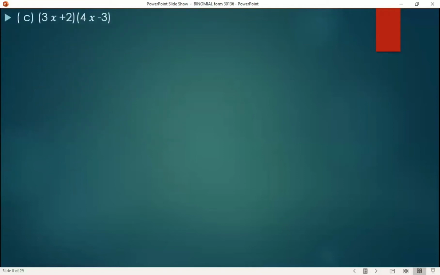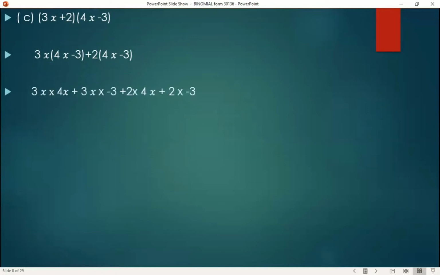Next example. Here we have (3x plus 2) into bracket multiplied by (4x minus 3) into bracket. So it's 3x multiplied by (4x minus 3) plus 2 multiplied by (4x minus 3). So again, the same procedure: 3x times 4x plus 3x times minus 3 plus 2 times 4x plus 2 times minus 3. 3x multiplied by 4x, 12x squared.